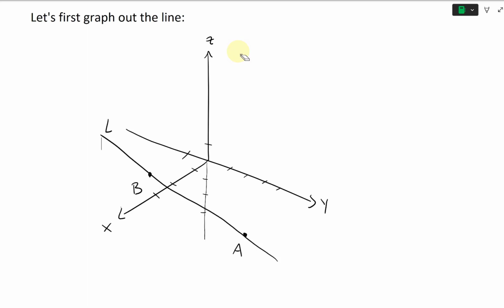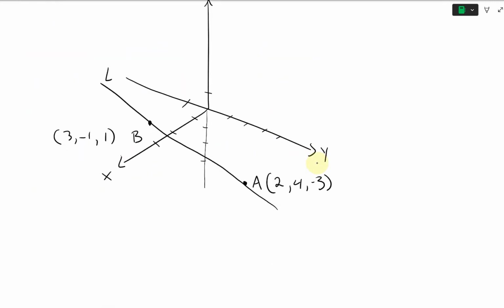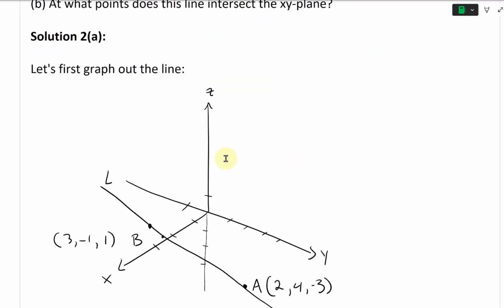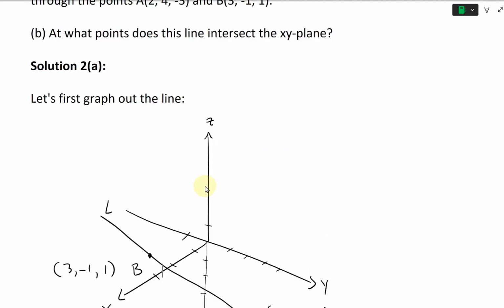So just to fix it up, write A right here. And A is, again, at 2, 4, negative 3. And then B has coordinates 3, negative 1, and 1. That's B. And also, part B says at what points does this line intersect the xy plane? So it looks like somewhere around here-ish. But anyways, I'll erase this until we get it exact.